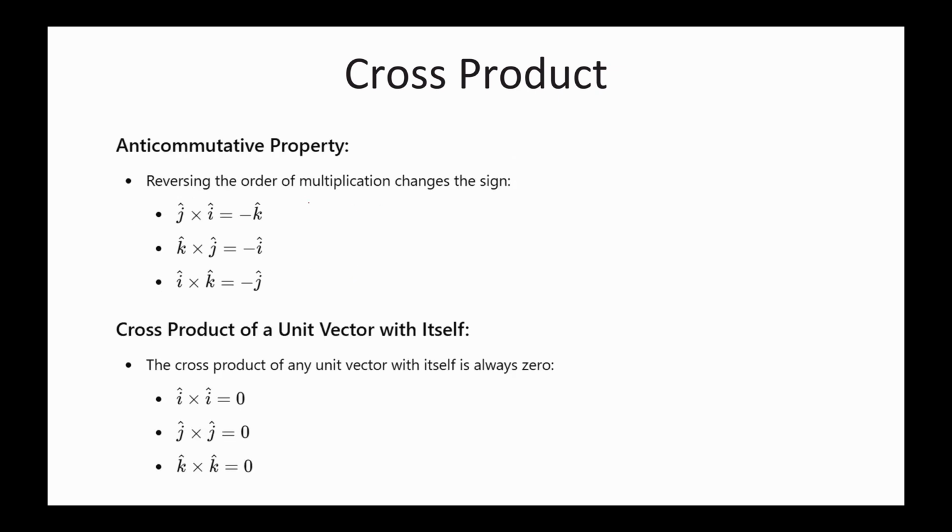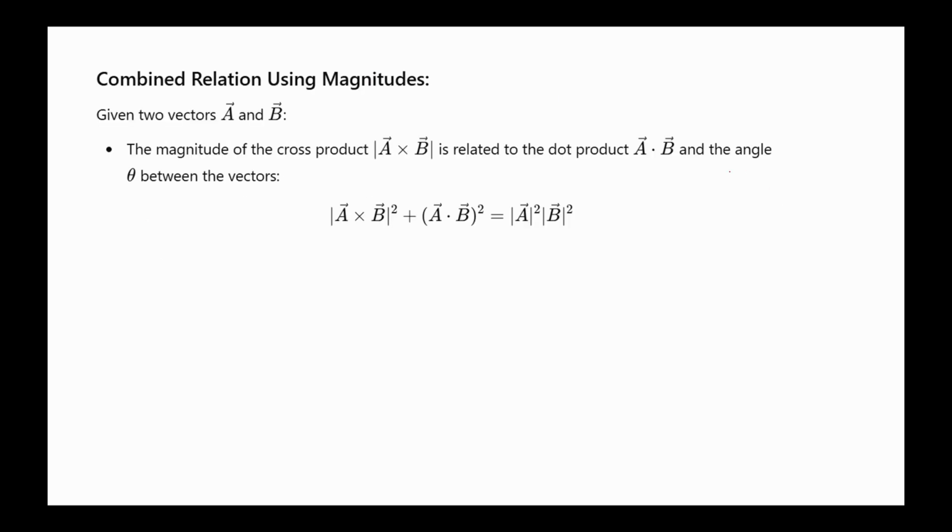Now again, the same thing has been mentioned here, anti-commutative property. Reversing the order gives us the reverse of it. Now the cross product of any unit vector with itself is always 0. I cross I would always give us 0, because of course the angle between them is 0. And if the angle is 0, that means theta is 0, sine theta would become 0. So ultimately A cross B would come out to be 0. So I cross I is 0, J cross J is also 0, K cross K is also 0.